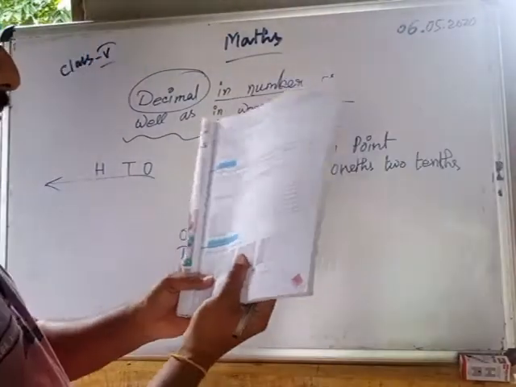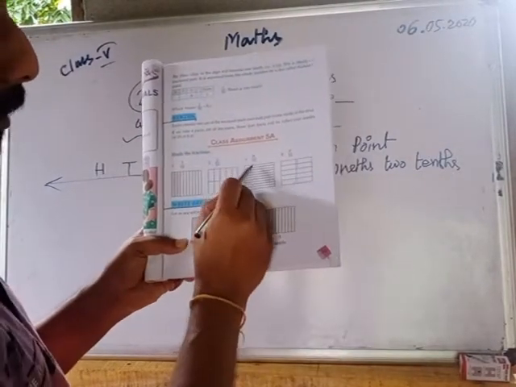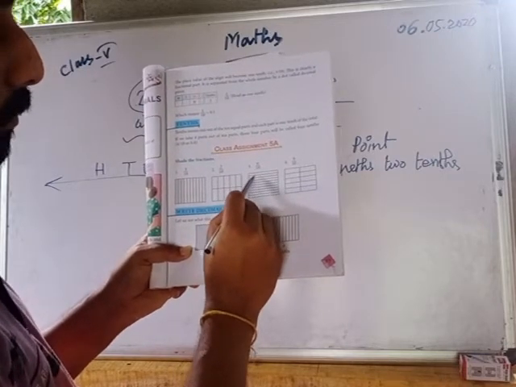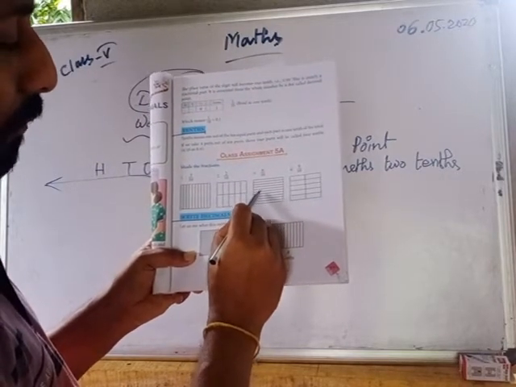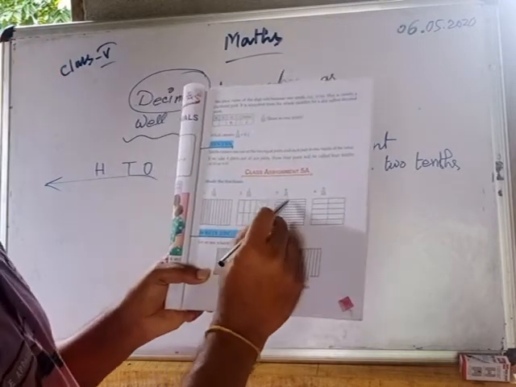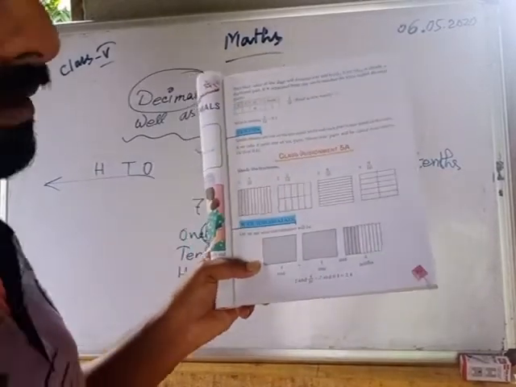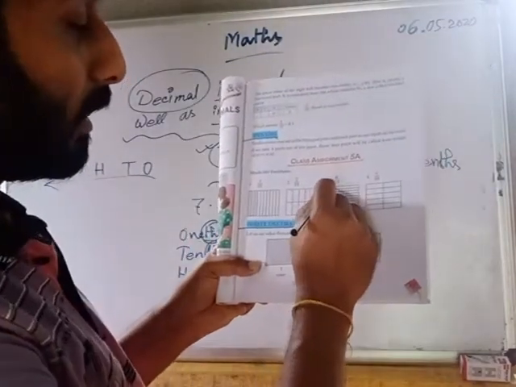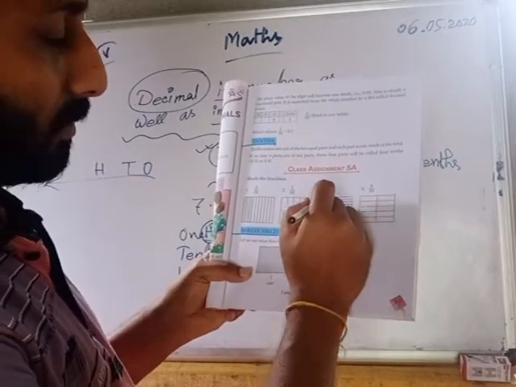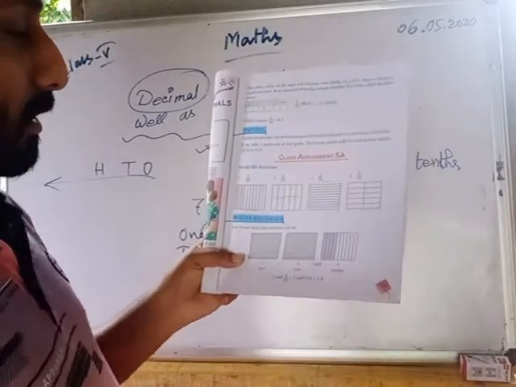When it is 6 out of 10, that means the total is 10 boxes or 10 rows. 1, 2, 3, 4, 5, 6, 7, 8, 9, 10. That's why we write 10, but here 6 is the numerator. That means we should shade 6 rows. 1, 2, 3, 4, 5, 6.